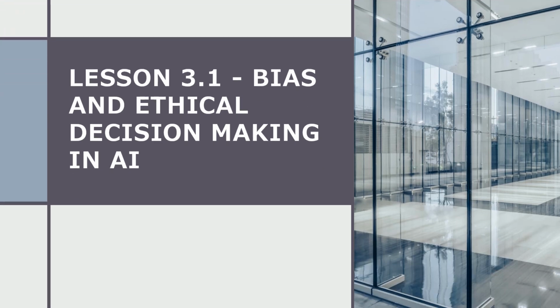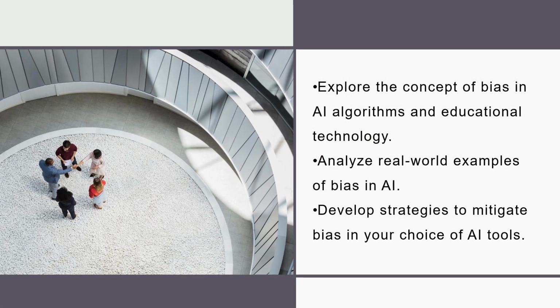The first lesson within this module is Lesson 3.1, Bias and Ethical Decision-Making in AI. In Lesson 3.1, we'll be diving into the potential for bias in AI algorithms, as well as understanding what bias is. Bias is a large term that is used often, not only in the real world, but in educational settings as well as AI settings.